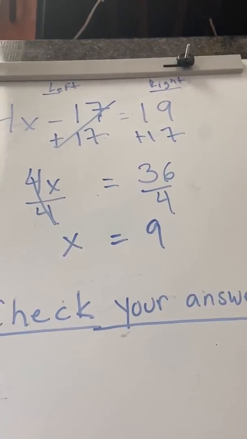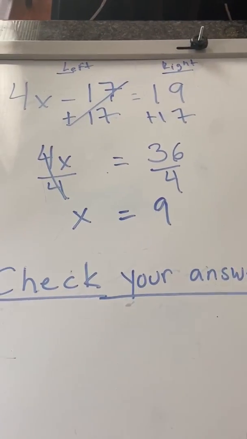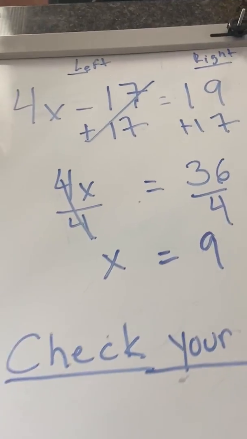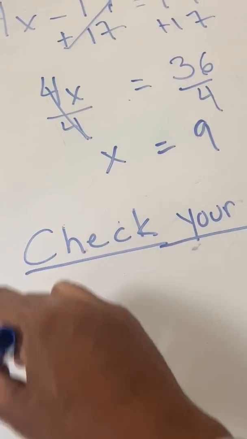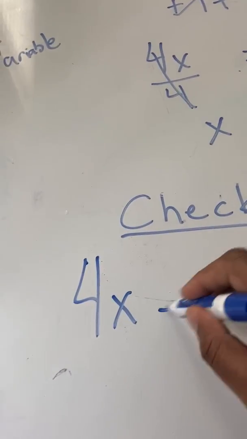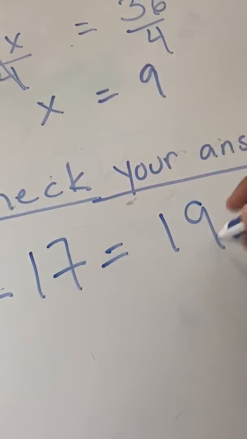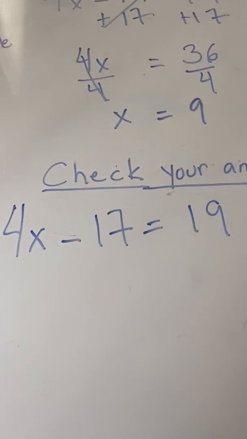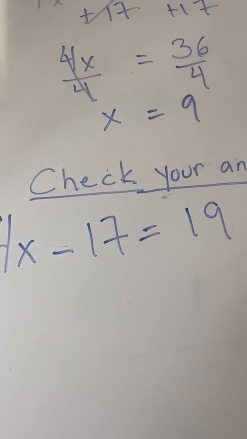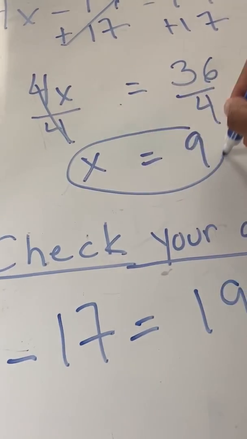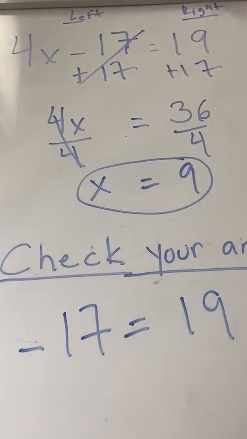Now we want to check just to make sure we have the correct solution. So I want to take my original equation, 4x minus 17 equals 19, and I want to substitute. In other words, I want to replace x with what it's equal to. So x in this case equals 9.